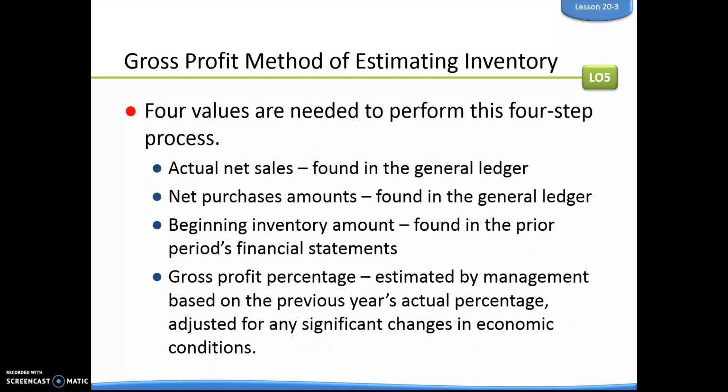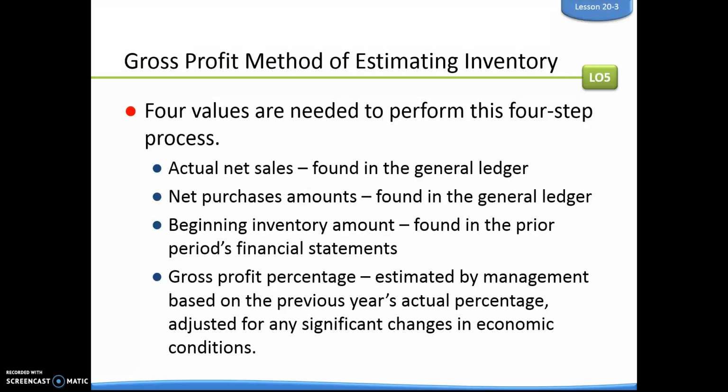In order to do this calculation, it is a little cumbersome. We have to have four different values, and we need to know where those four values are going to come from. We need to know our actual net sales, which is going to be found in our general ledger. We're also going to need our net purchases amount, which is also found in our general ledger. Then we need to know our beginning inventory amount. That's going to be found on our prior period's financial statement. And then we also need to have a gross profit percentage. Now, this one is estimated by management based upon the previous year's actual percentage. So this one might fluctuate from year to year. As you can see, it says it's adjusted for any significant changes that might happen based on economic conditions.